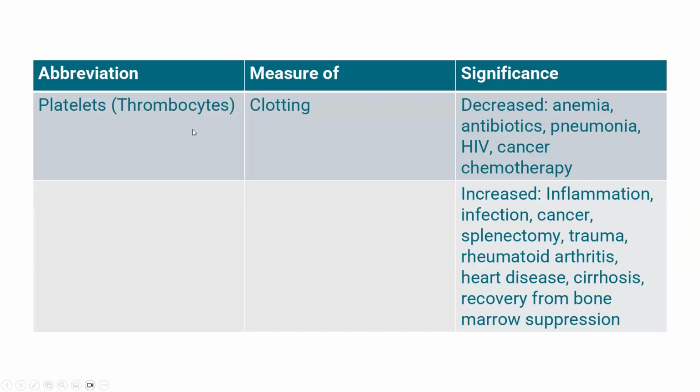So platelets, or thrombocytes, are a measure of clotting. Platelets are decreased in cases of anemia, some antibiotics, pneumonia, HIV, cancer, and chemotherapy, and could be increased in cases of inflammation, infection, cancer, splenectomy (removal of the spleen), trauma, rheumatoid arthritis, heart disease, cirrhosis, and recovery from bone marrow suppression.